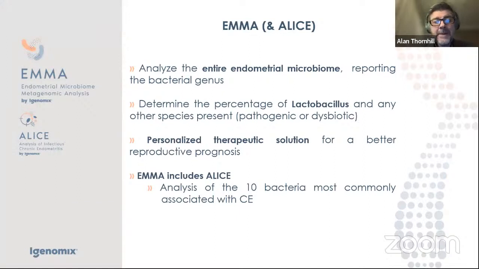Okay, and what we want to do once we get an abnormal result is have a personalized therapeutic solution to help with that reproductive prognosis, to help with that change that we want to get a good outcome. And the reason I say ignore Alice is because Emma includes Alice. Alice is just a subset of 10 bacteria most commonly associated with chronic endometritis, which is actually a very difficult condition to detect in a woman. So my feeling is that there's not much point doing Alice, because if you do Alice and you find something, you're not going to know anything about the lactobacillus. So you might treat the pathogenic bacterium with an antibiotic, and then you're probably going to be asked to use probiotics afterwards, but you're not going to know any different.